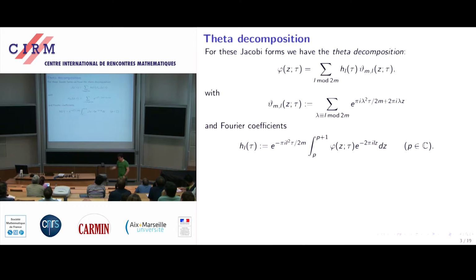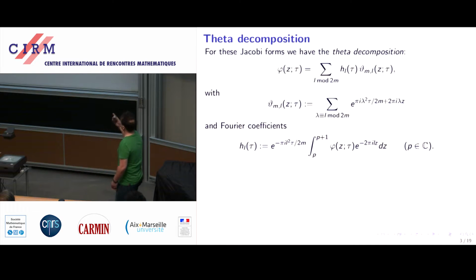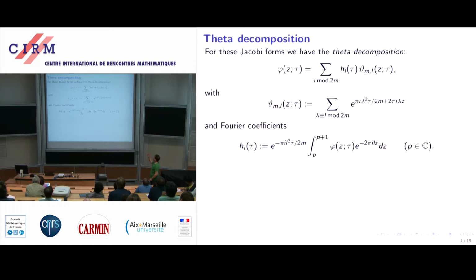And so here's a classical result that we all know. I assume we have also seen it on Monday. If you use classical Jacobi forms, you always have a nice theta decomposition. That means you can write phi as a finite sum over l modulo 2m, where you have these classical theta functions. I think we had them explicitly as well. And there are some coefficients, which I call h_l here, and they're given by this explicit expression.